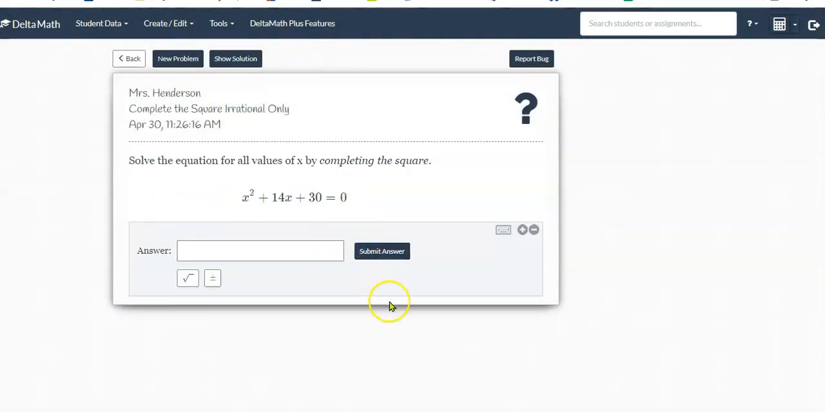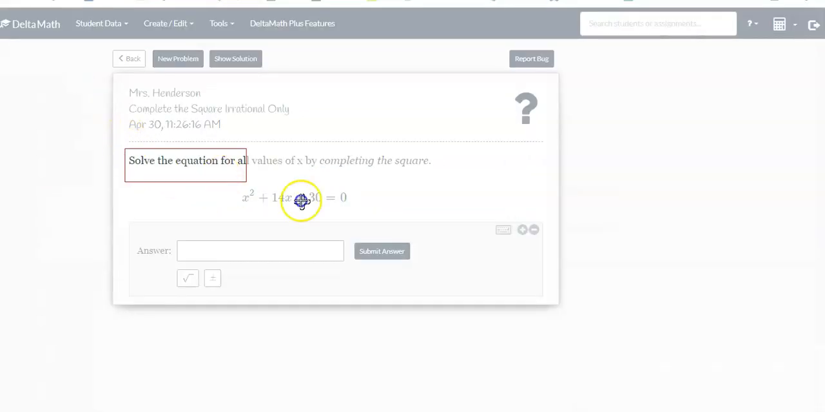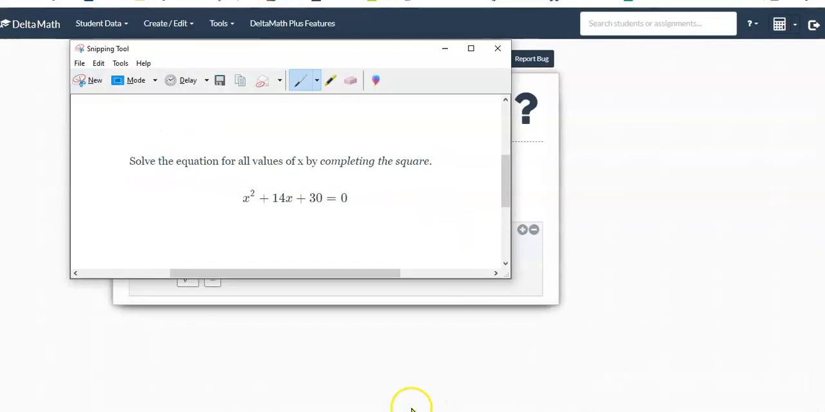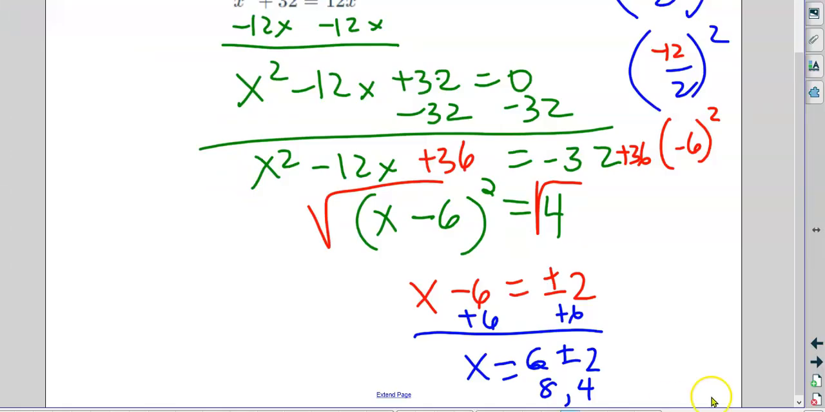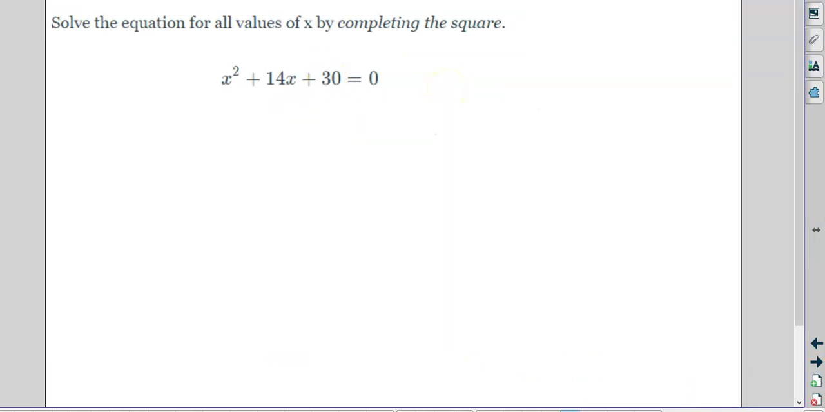All right, last skill. Complete the square irrational. Now this is when you take half of b and square it, and the number's not so pretty. So here we go. It's already equal to 0, so I just have to move c to the other side. X squared plus 14x plus big empty space equals negative 30.